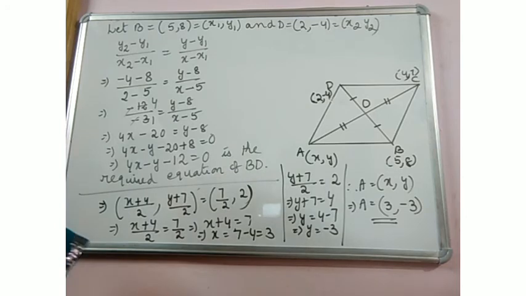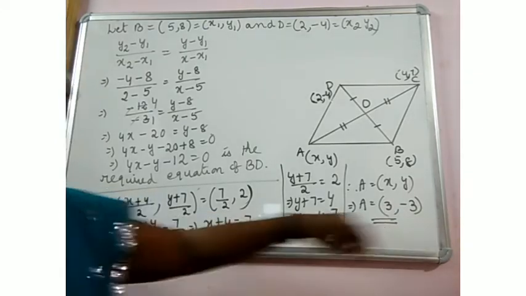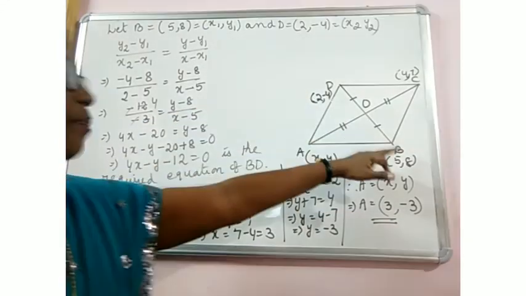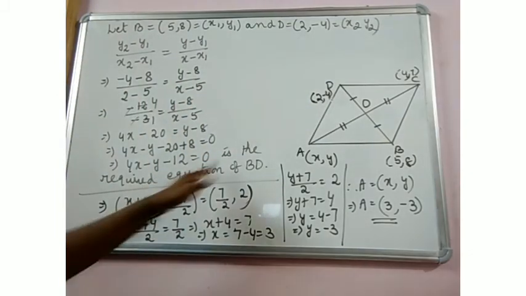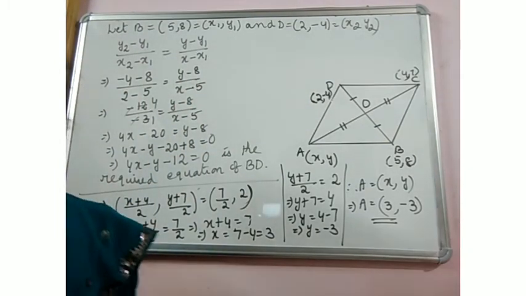I hope this is clear to you. So two bits: one, to find the coordinates of A, we got it as (3, -3). The other one, the equation of BD, for which we used the coordinates of B and D. Thank you.